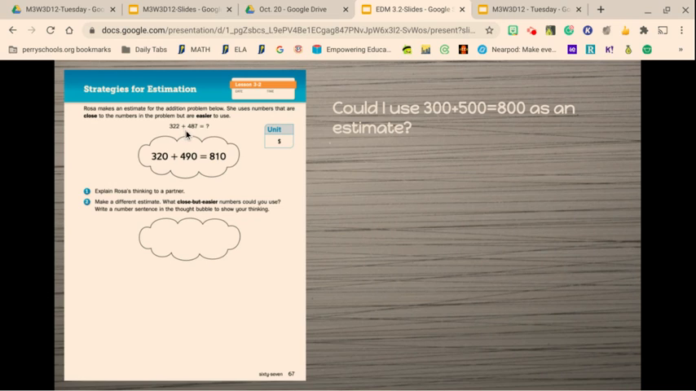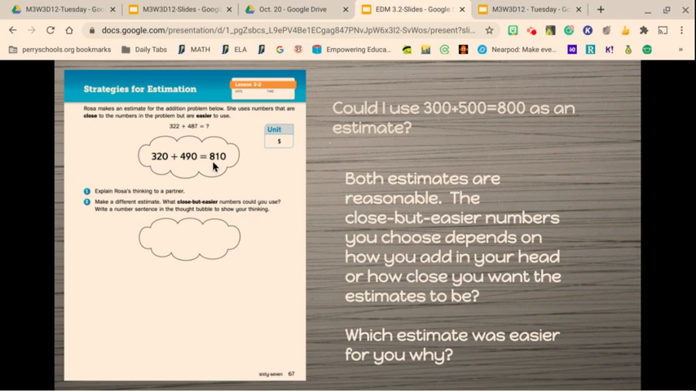Then when I look at 487, I am going to have my options be either 400 or 500 on the other side. So when I think about 400, in the middle is going to be 450 and then 500. So 450 is my middle point. And I know that 487 is greater than 450, so it's going to be closer to 500. So my estimate is going to be 300 plus 500 equals 800, which is pretty close to 810. So my answer should be pretty close to that answer.